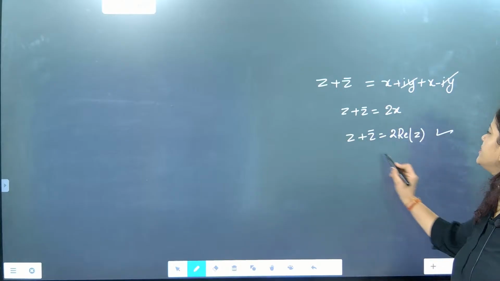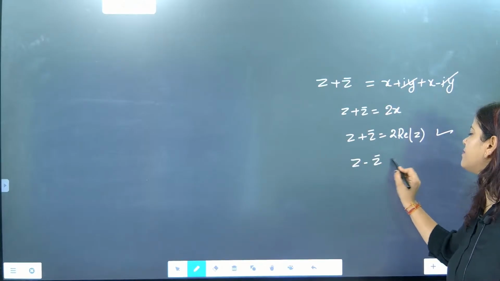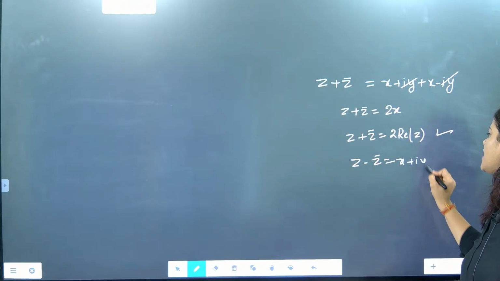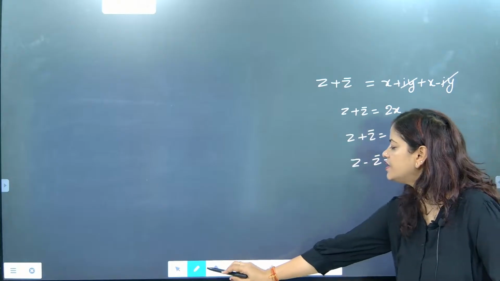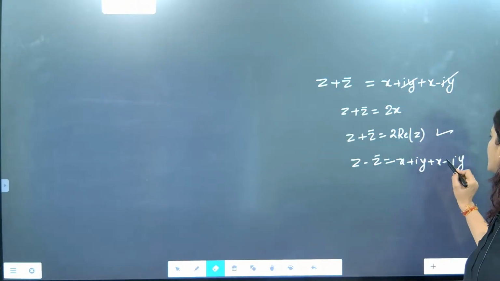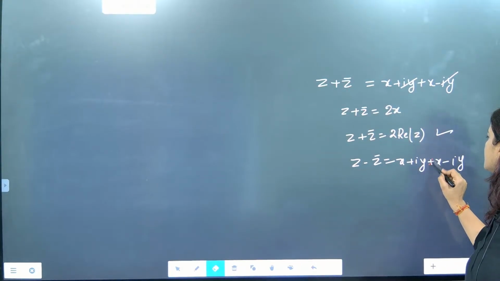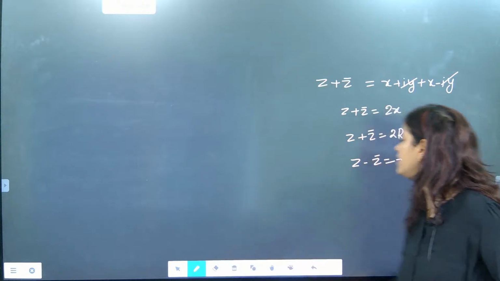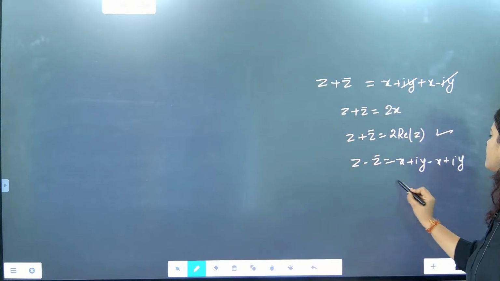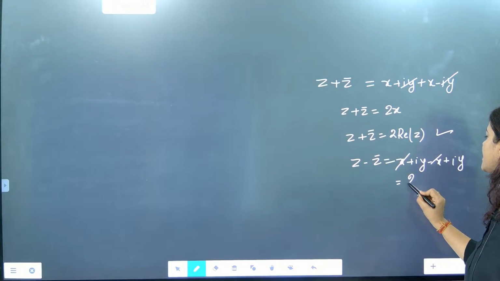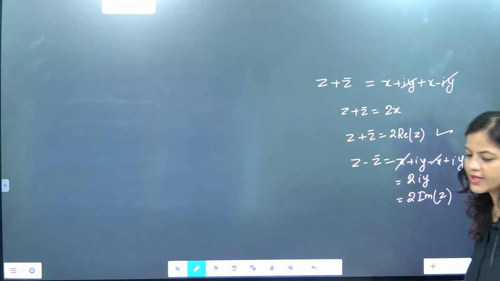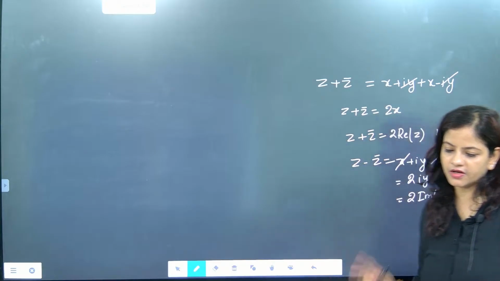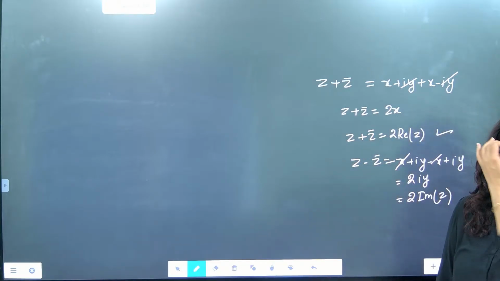If we subtract, z minus z bar, it will come x plus iy minus x minus iy. Here plus gets converted into minus, so when you write minus, this part will become plus. So the x terms get cancelled. It is 2iy, so we write 2 times the imaginary part of z. 2 times the imaginary part of z is coming.